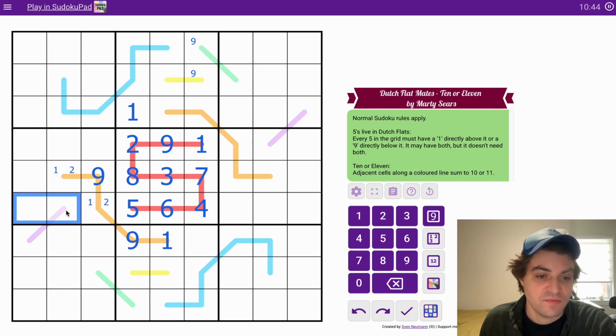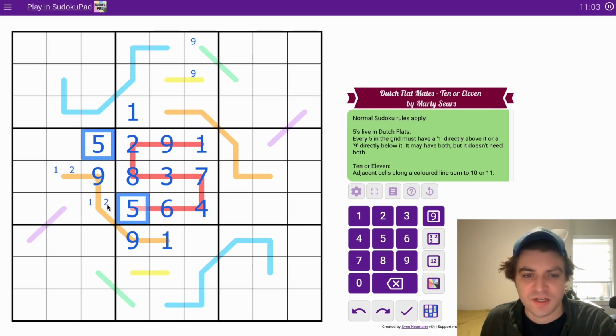Can either of you be a 5? Well, if you were a 5, you'd be a 6. No, there's a 5 in this row. Interesting. So we're really running out of squares for the 5 in this region. I think the only one that is allowed is this one. Didn't we say that? You guys can't be 5s. You can't be a 5, and neither can you. You must be a 5. You have a 9 below you. You have your Dutch flatmate. So we're good there. Cool.